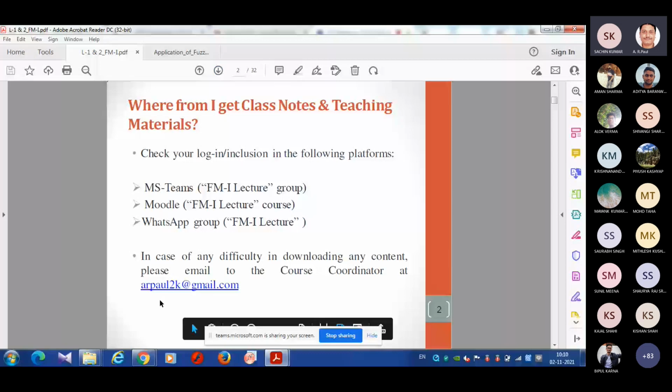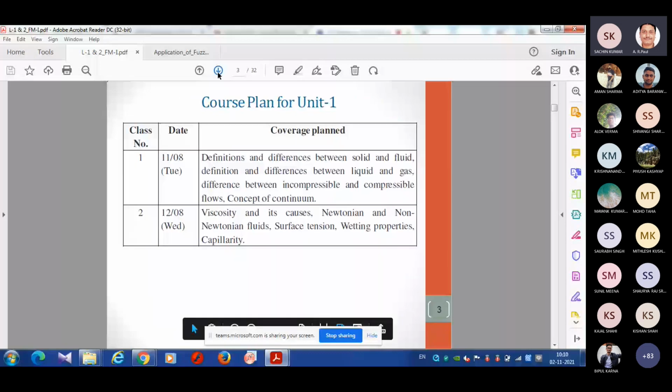I have already dropped an email to your mailbox, so you can drop one to me. The course plan, everything is okay, but ignore the date. Last year, classes started from August, so please ignore the date. Rest is okay. We'll try to cover it in two classes, and if some portions are left, we'll cover them in the beginning of the third class.